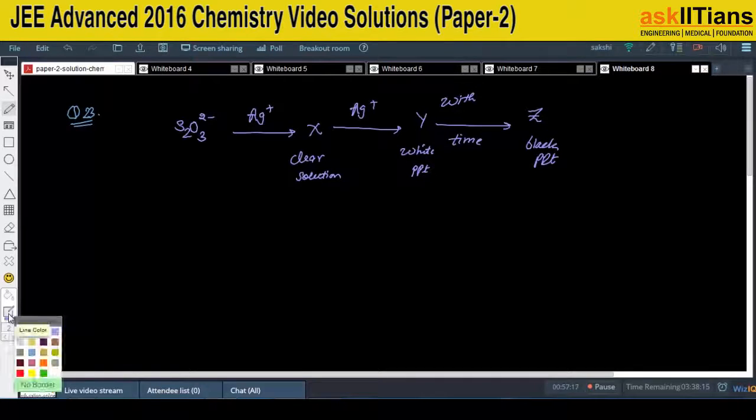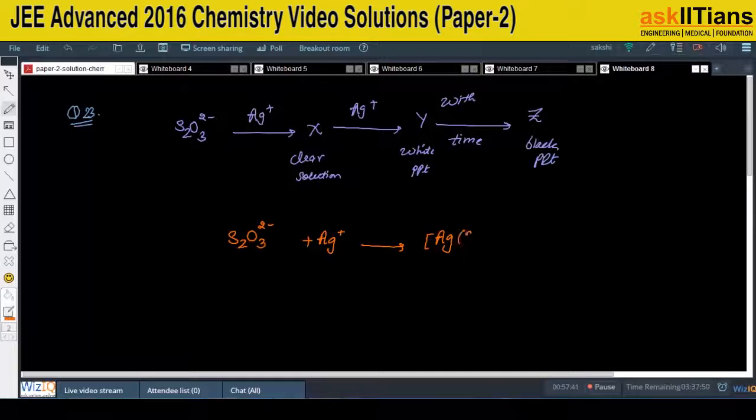Now let me first of all look into the options. Let us see the very first option. Since Ag+ with S2O3 2- is going to form a clear solution, let me write down the reactions for you. First of all, S2O3 2- has a tendency to combine with one Ag+ and it is going to form Ag(S2O3)2 with a 3- charge, where the silver again will have a positive charge.